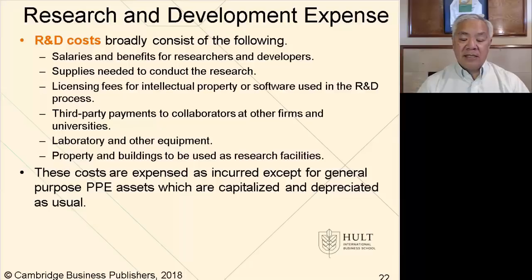All of these are expensed as incurred except for the PP&E assets, which we can capitalize and depreciate. We would expense 100% of salaries, 100% of licensing fees, and 100% of the third-party payments. But lab equipment, that's going to be usable for, if not this lab, maybe another lab. We could capitalize and depreciate it over the life of those assets.